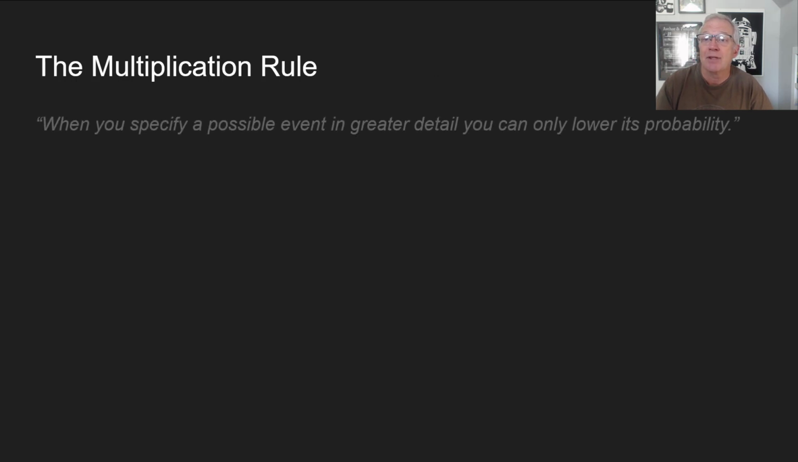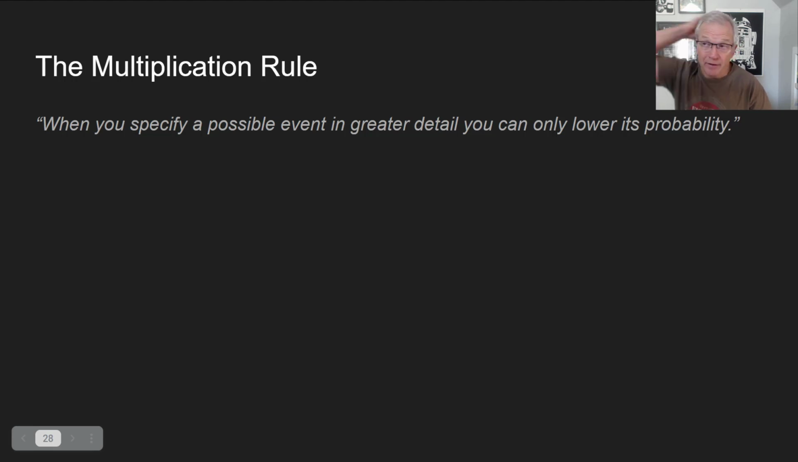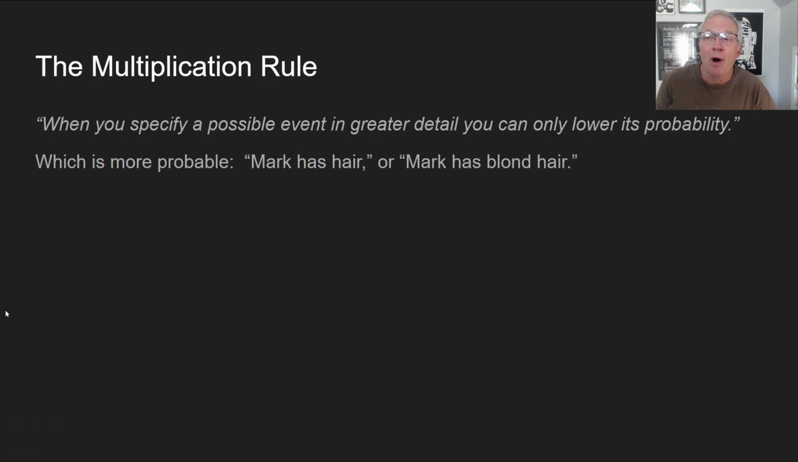Here's some more examples. Consider these. The way he puts it is very nice. When you specify a possible event in greater detail, you can only lower its probability. Which is more probable, that Mark has hair or Mark has blonde hair? Well, blonde hair is a smaller category than hair, so the latter is less probable. It's more probable he has hair, less probable he has blonde hair.